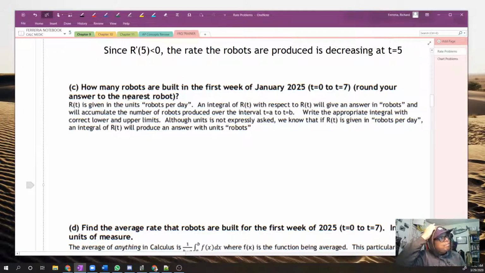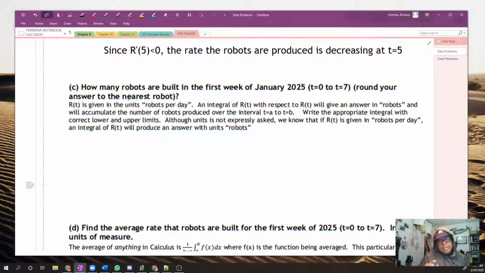How many robots are built in the first week of January 2025? So I always like to take a look at the units on this. You'll notice that the units are robots per day. So if you integrate robots per day, you're going to get an answer that is robots. Basically, it's going to tell you how many robots in the time period that you integrated. I have written here that the answer will give how many robots will have accumulated during that time period t equals a to t equals b.